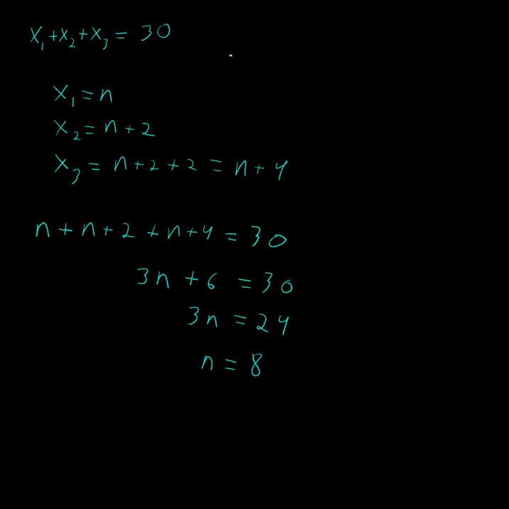So x1 is 8. So x2 would be 8 plus 2, so 10. And then x3 would be 8 plus 4, so 12. And let's see, 10 plus 12 is 22, 8 plus 22, that'd be 30. So we're good.